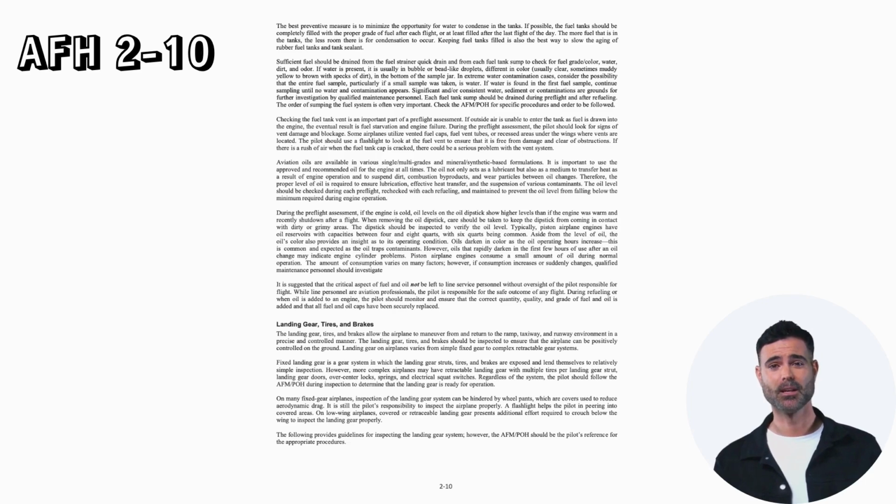It is suggested that the critical aspect of fuel and oil not be left to line service personnel without oversight of the pilot responsible for flight. While line personnel are aviation professionals, the pilot is responsible for the safe outcome of any flight. During refueling or when oil is added to an engine, the pilot should monitor and ensure that the correct quantity, quality, and grade of fuel and oil is added, and that all fuel and oil caps have been securely replaced.